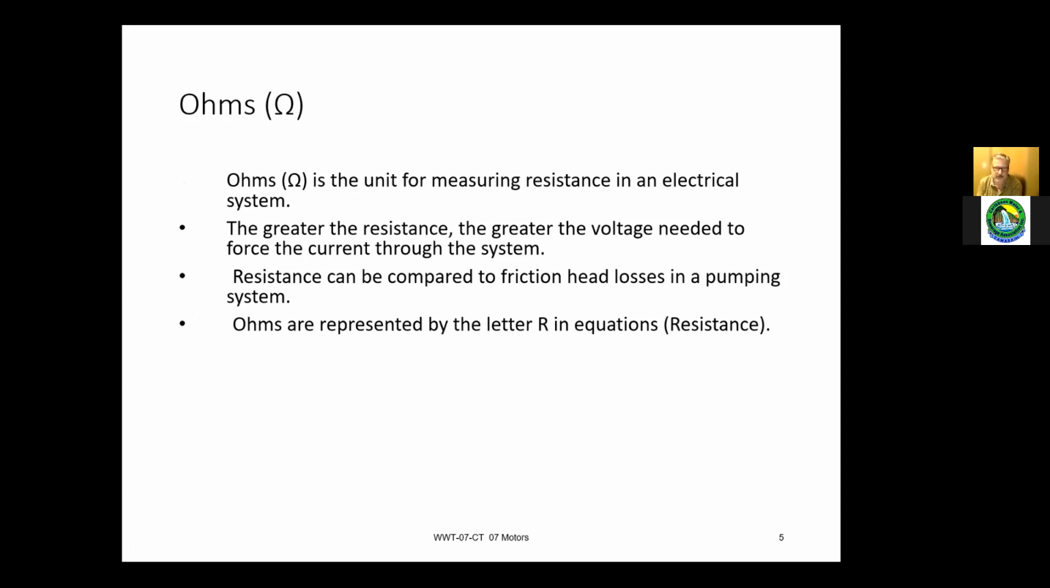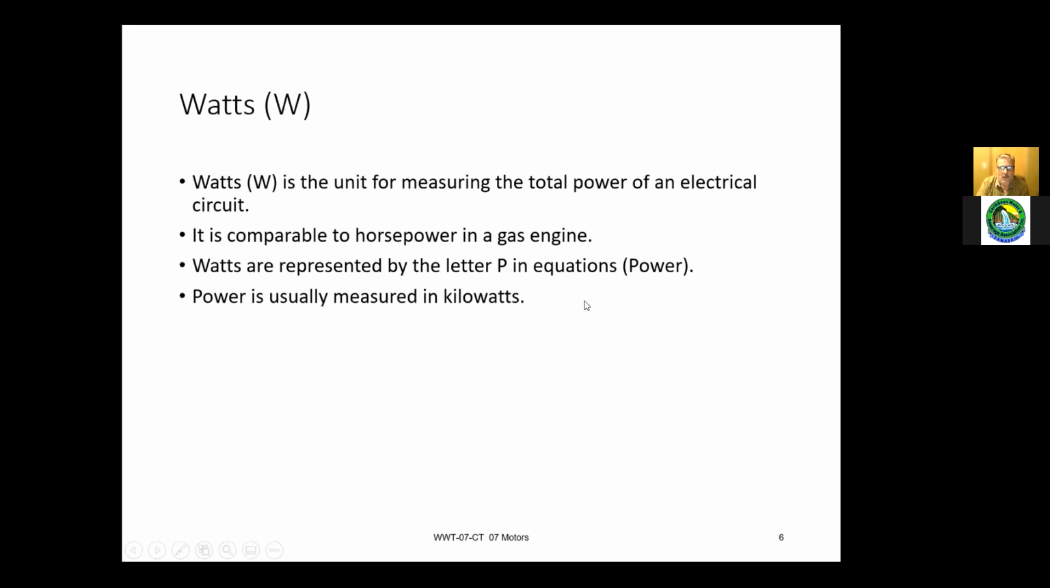And ohms are a unit for measuring resistance. It's kind of like if you're familiar with pipes and head loss in a pipe as you're pumping down a long line. It takes more and more energy to move that water down the line. That's because of the head loss and the friction in that pipe, and that's exactly what ohms are measuring as far as electrical units. And watts are the total power of an electrical circuit.